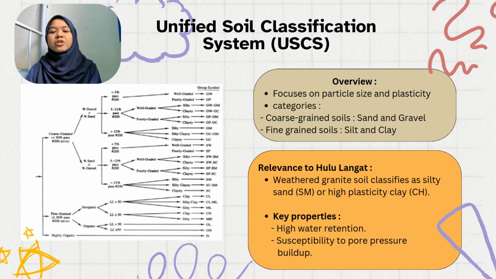This system focuses on two key properties of soil. First is particle size and second is plasticity. It categorizes soils in two main types. First is coarse-grained soil such as sand and gravel, and second is fine-grained soil like silt and clay.